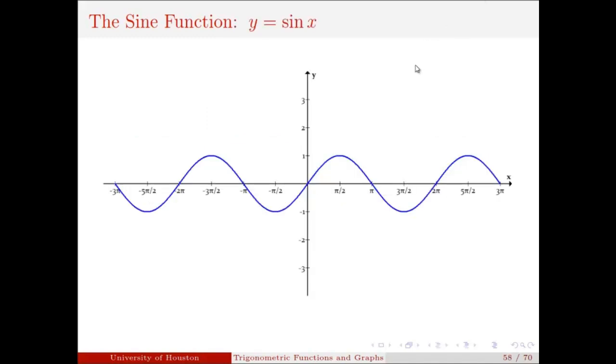By this process, we produce the graph of the sine function. Because the graph repeats after the angle 2 pi, we say that this function is periodic with period 2 pi. The domain of the sine function is all real numbers, and the range of the sine function is the closed interval -1 to 1.